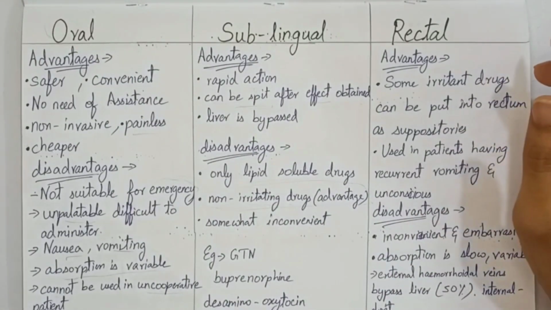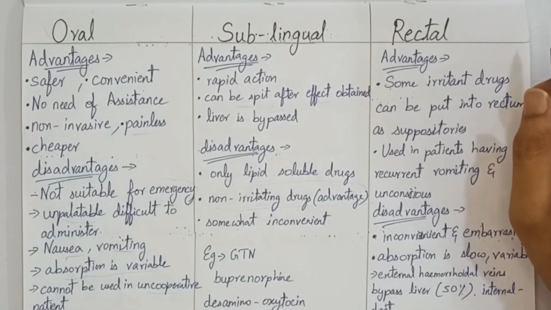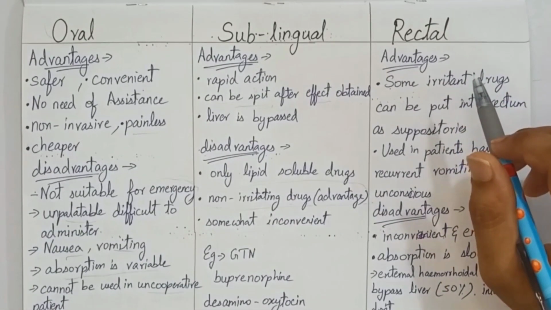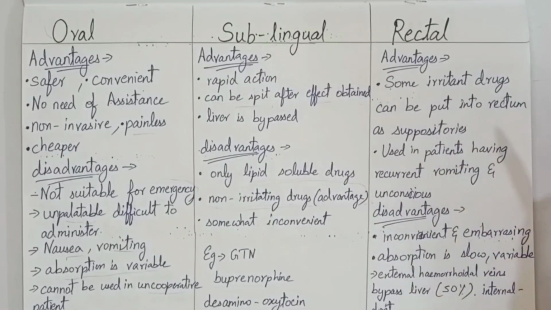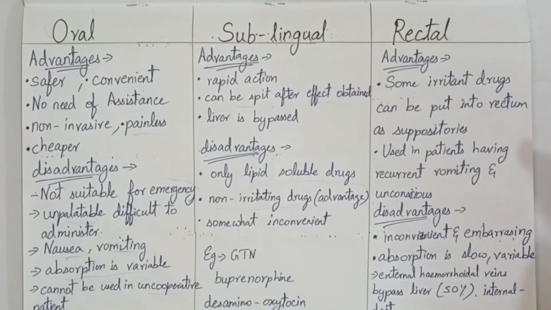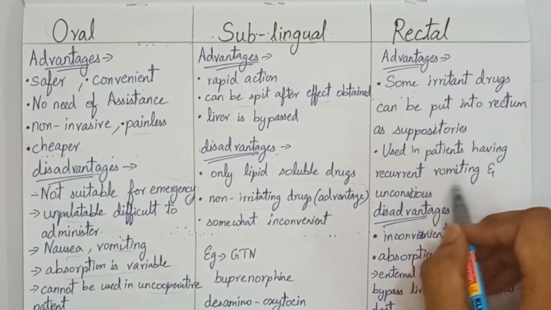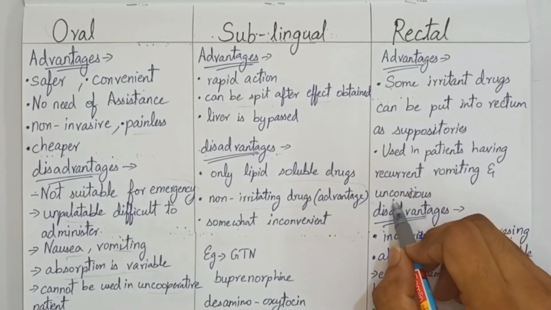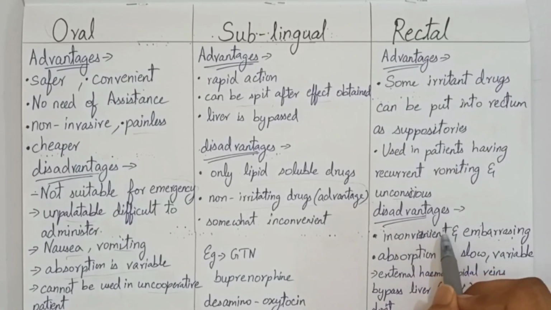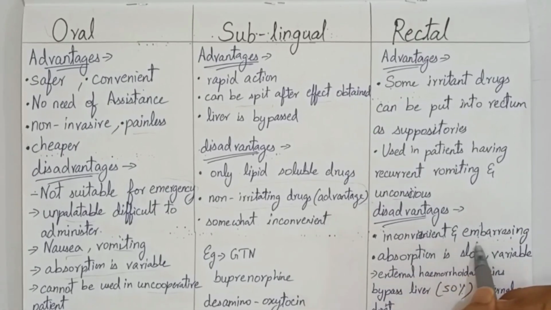Let's discuss the rectal route of drug administration. The advantages of the rectal route are: some irritant drugs can be put into the rectum as suppositories, and it is used in patients having recurrent vomiting and when the patients are unconscious. The disadvantages are: it is very inconvenient and embarrassing.